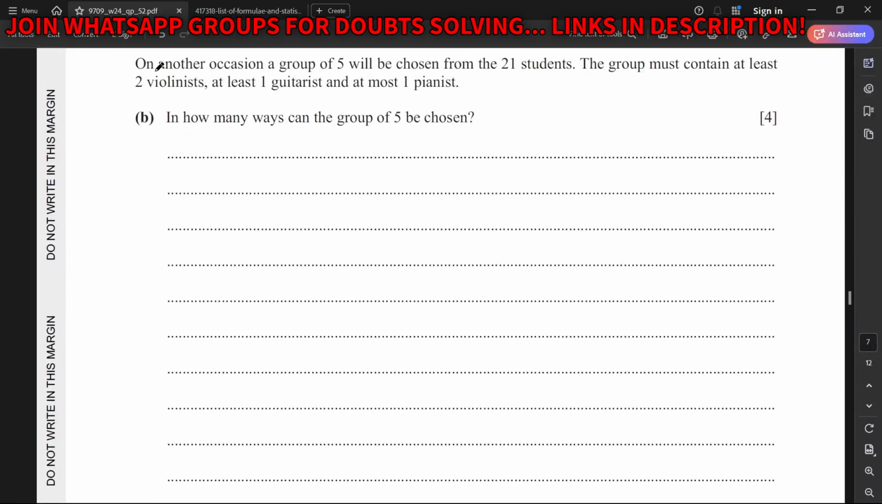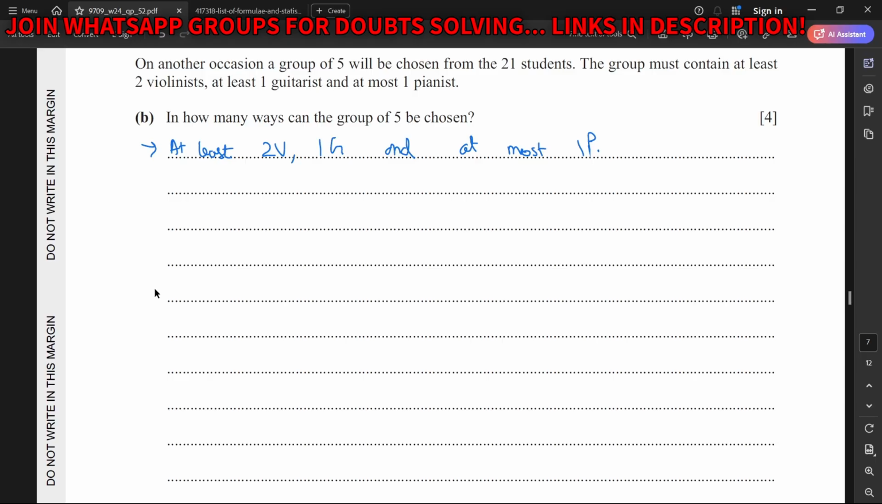Now for the second part, on another occasion, a group of 5 will be chosen from the same 21 students. The group must contain at least 2 violinists. So I'll just make sure the conditions are written in front of me. So at least 2 people playing the violin, 1 playing the guitar, and guitar stands for G, and at most 1 pianist. So based on this, what are the different ways in which we can choose a group of 5 people?